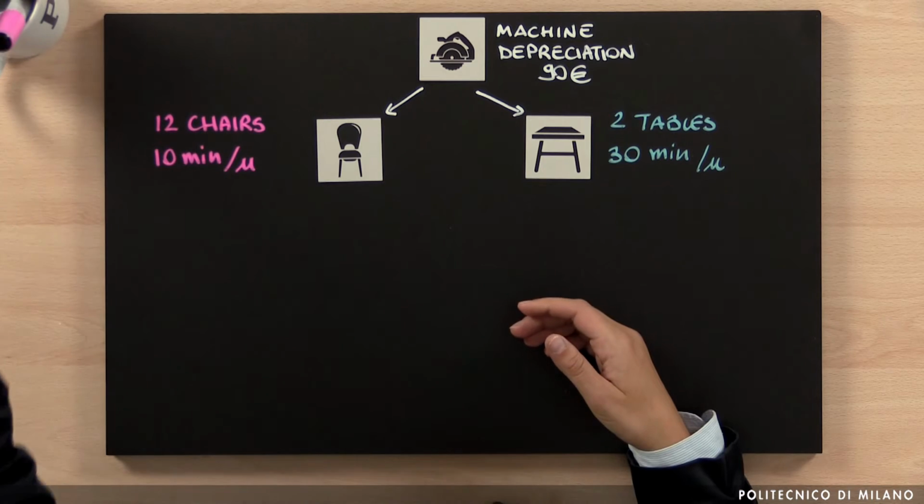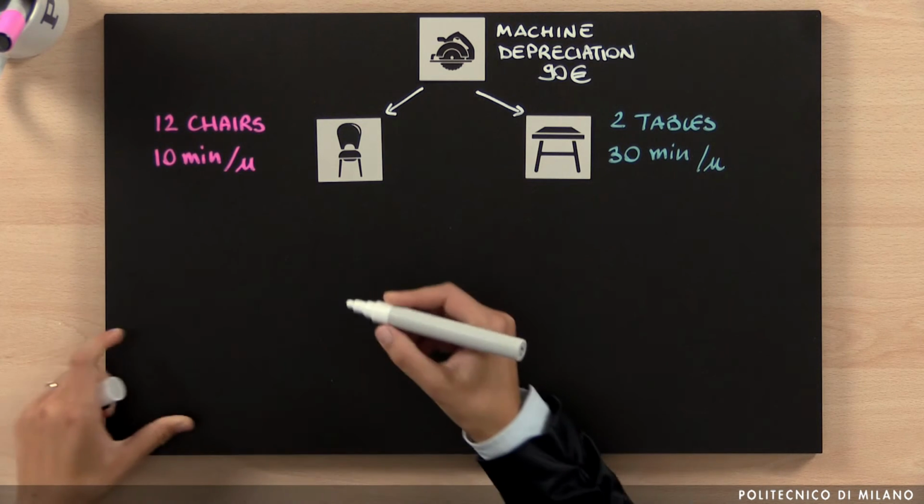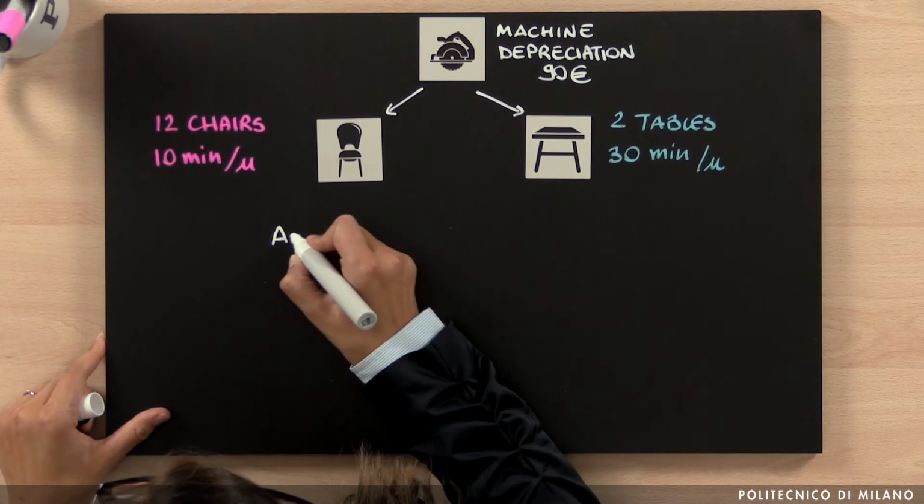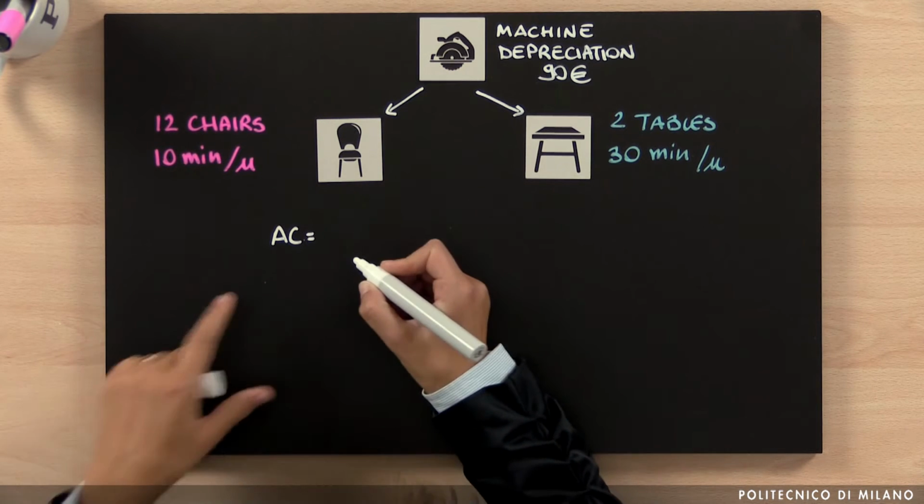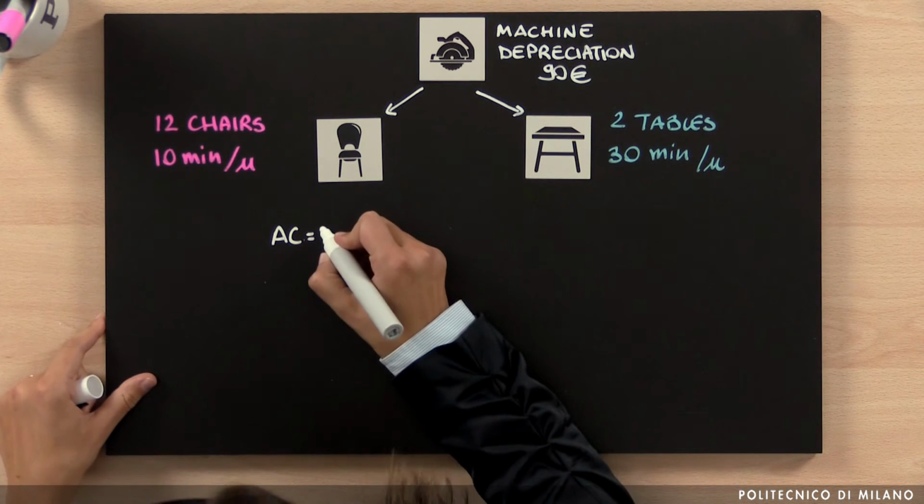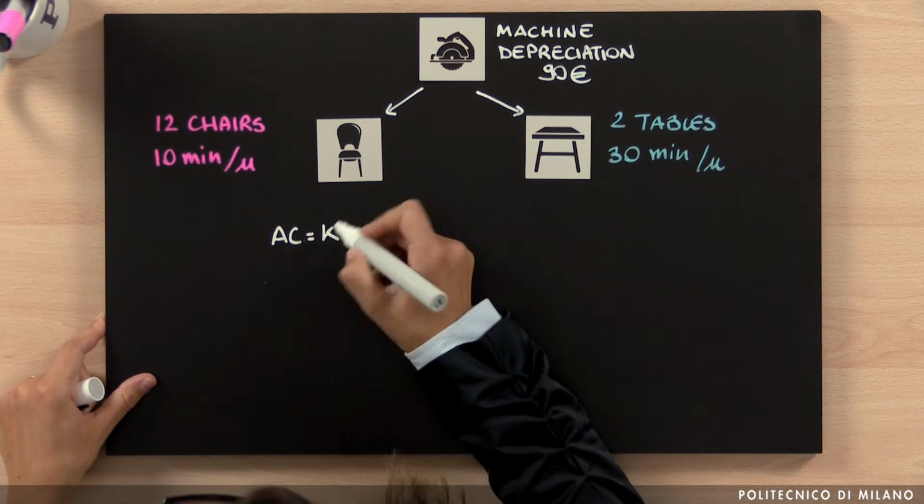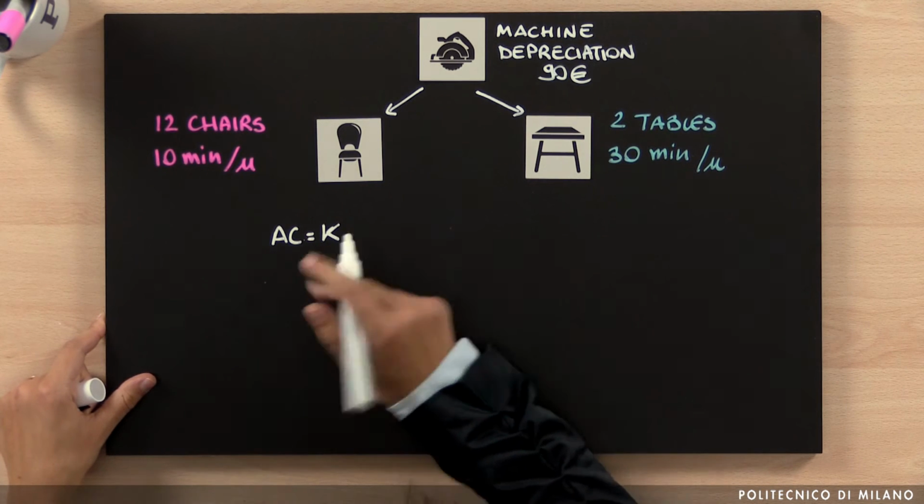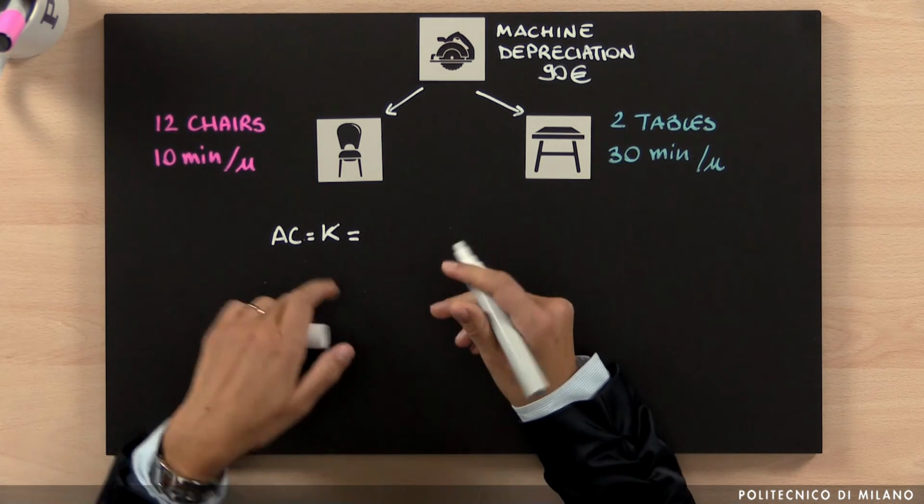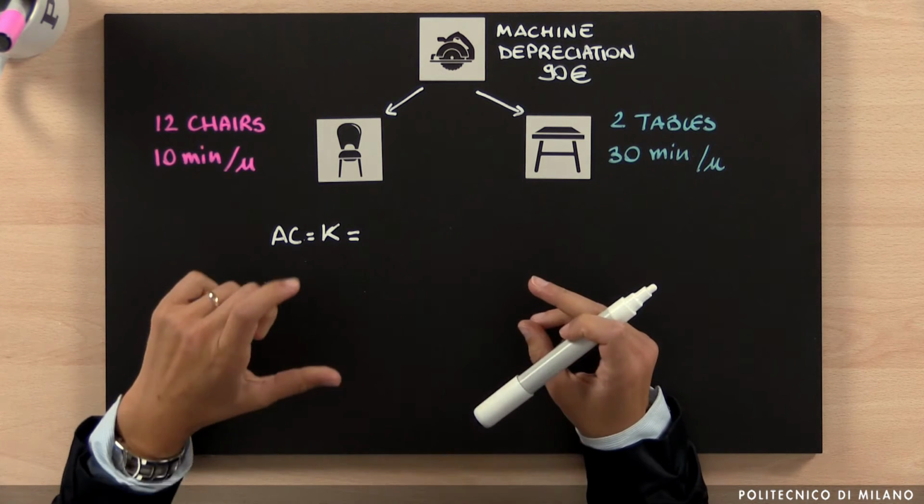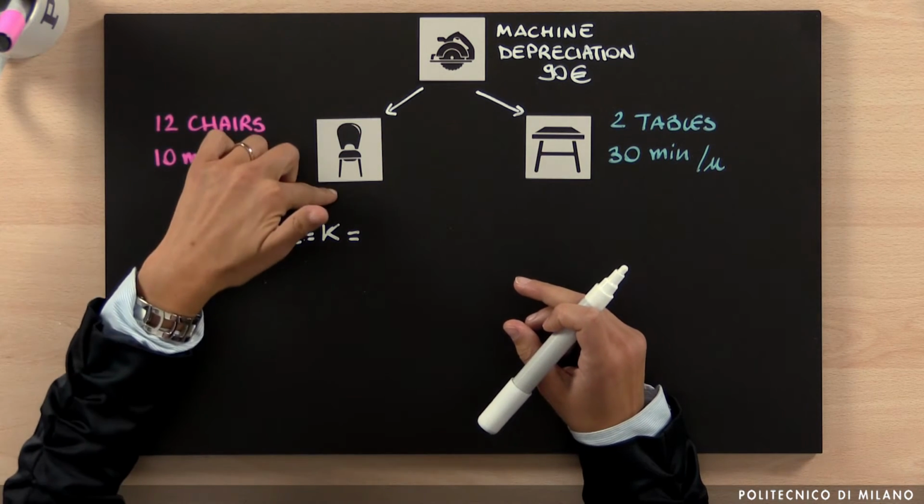How? By applying a simple formula. We need to calculate what is defined as the allocation coefficient, which is also known as K. Usually, we use the abbreviation K to talk about the allocation coefficient. And this allocation coefficient is that quantity that explains the relationship between the resource and the final product.